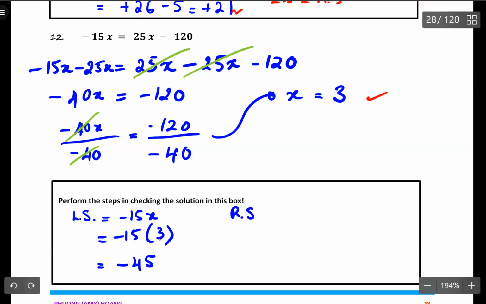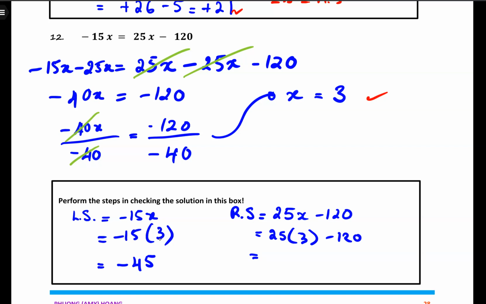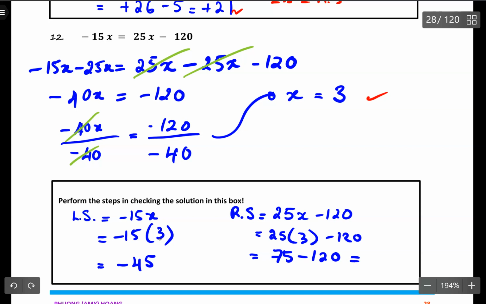So now you write right hand side. Write down exactly what is on the right hand side. 25x subtract 120. And because x is equal to 3, you take 25, you multiply by 3. And now you perform the order of operations. 25 times 3 should be 75. Subtract 120. It should give you negative 45 as the result. So now you check: left hand side equal to negative 45, right hand side equal to negative 45. So they are both equal to each other. Therefore, your solution x equal to 3 is correct.